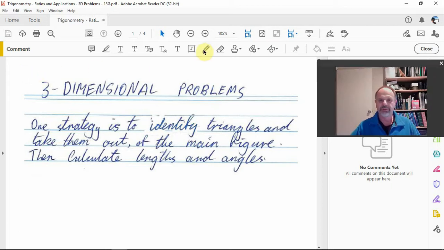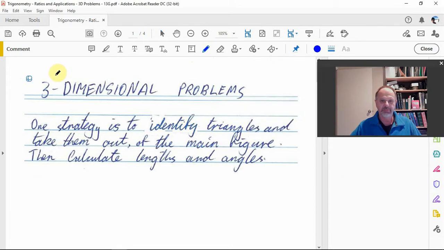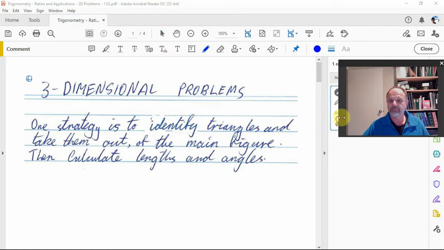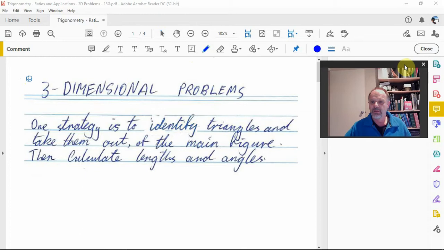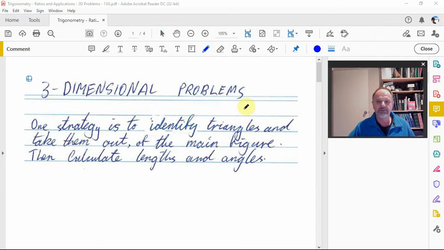All right, so three-dimensional problems. Three-dimensional problems can be a bit tricky visualizing what's going on. So one strategy that you can use is to identify triangles in the diagram, take them out of the main figure, then calculate your lengths and angles.